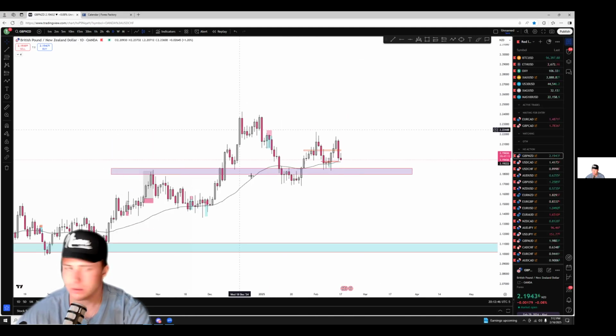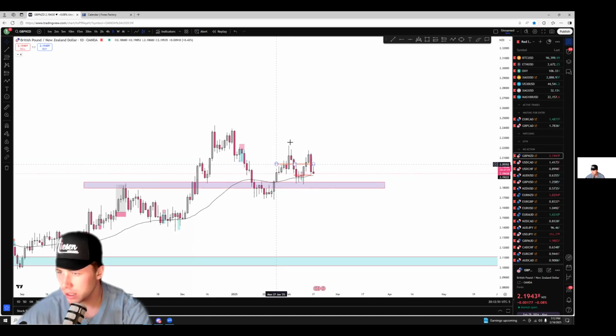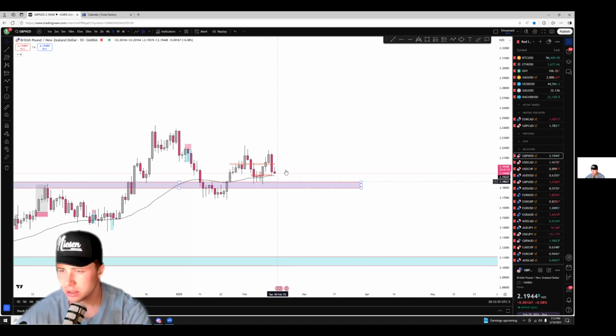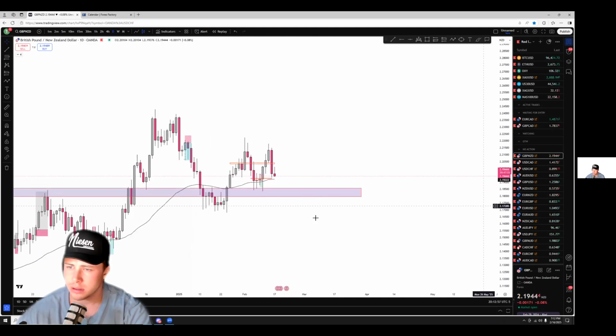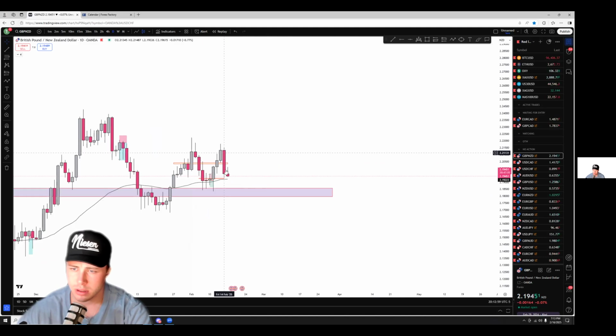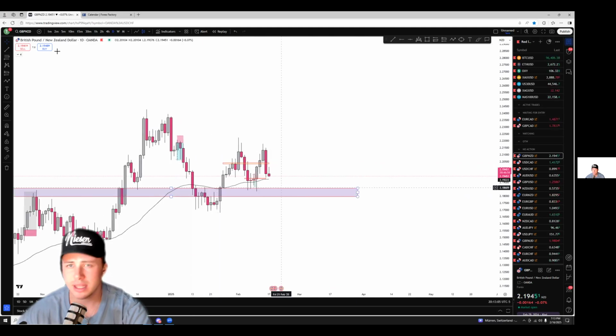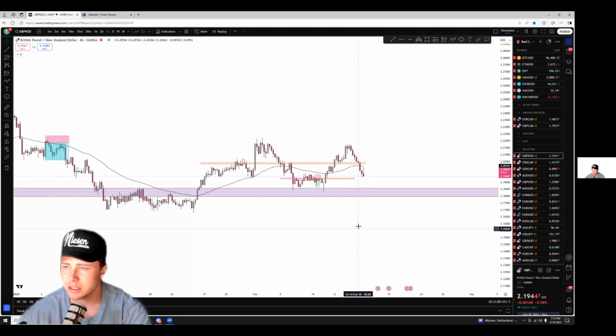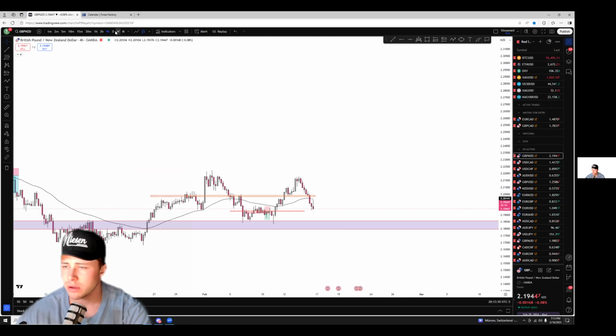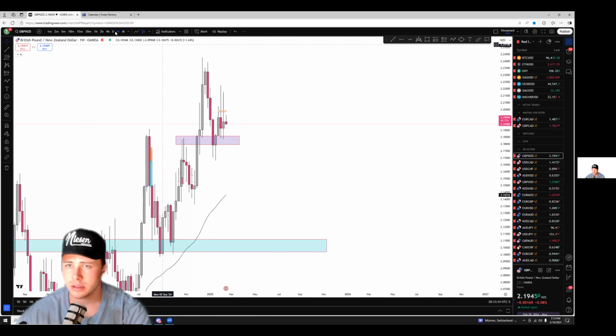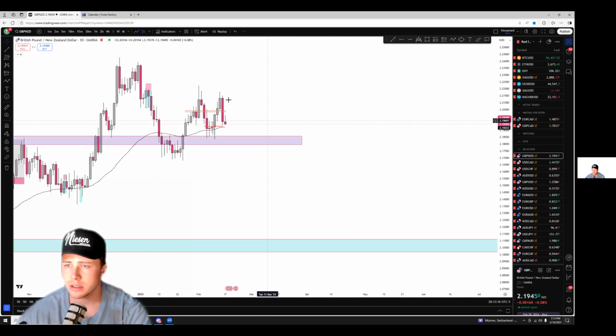Daily. Daily double top. The daily is bullish. I don't know. I'm not personally liking this already, just looking at it like this. So we had what? Weekly bullish, daily bullish. Daily is bullish.